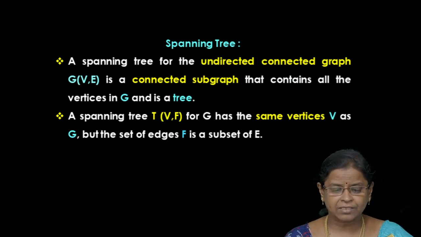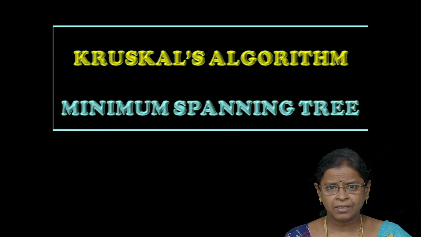The spanning tree T of (V, F) for the graph G has same number of vertices, capital letter V, as in G, and it contains a set of edges, capital letter F, which is the subset of E. Now we will move on to the working principle of Kruskal's algorithm.